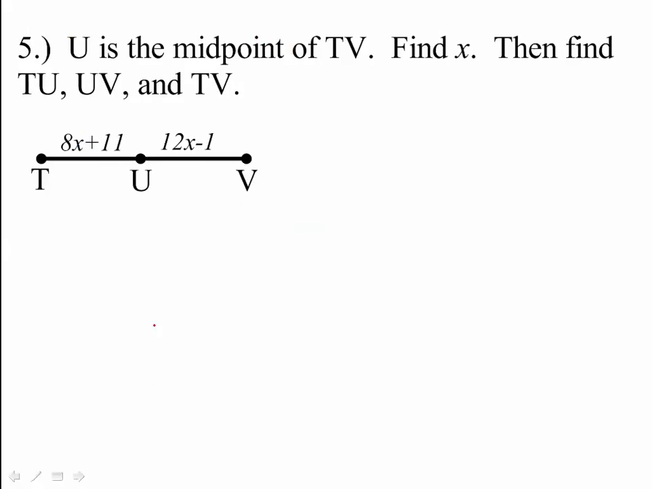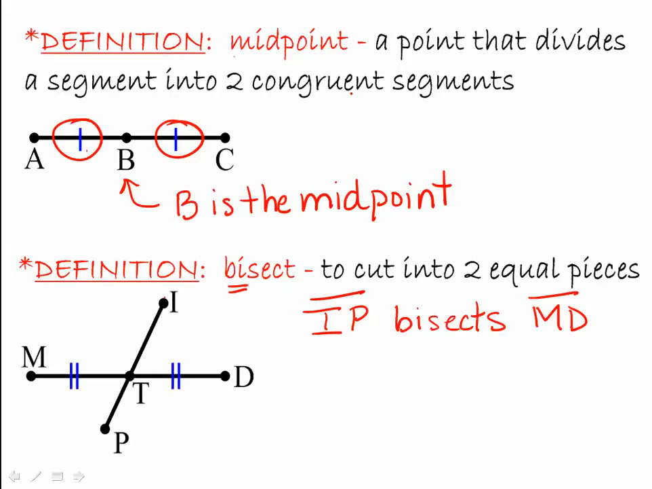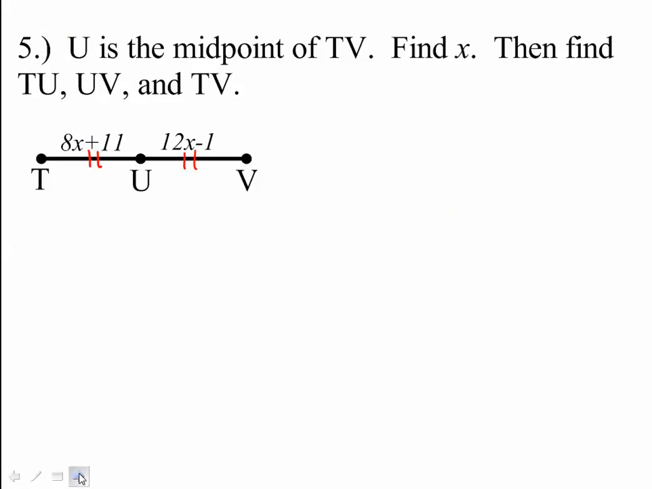In this example, notice that it says U is the midpoint of TV. If U is the midpoint, we know that U cuts TV into two segments that are congruent. So notice I'm giving them congruent markings. If we want to find x, we can set up an equation saying that TU, or 8x plus 11, is equal to UV, 12x minus 1. I can now solve this for x.